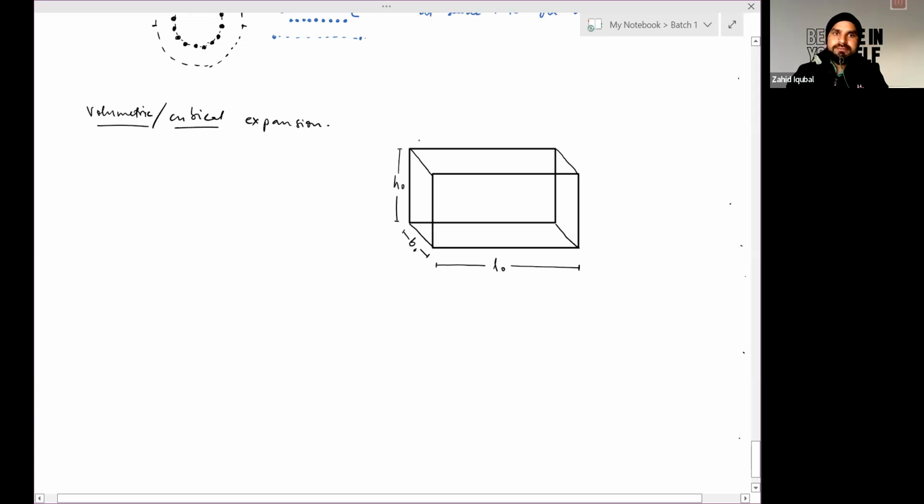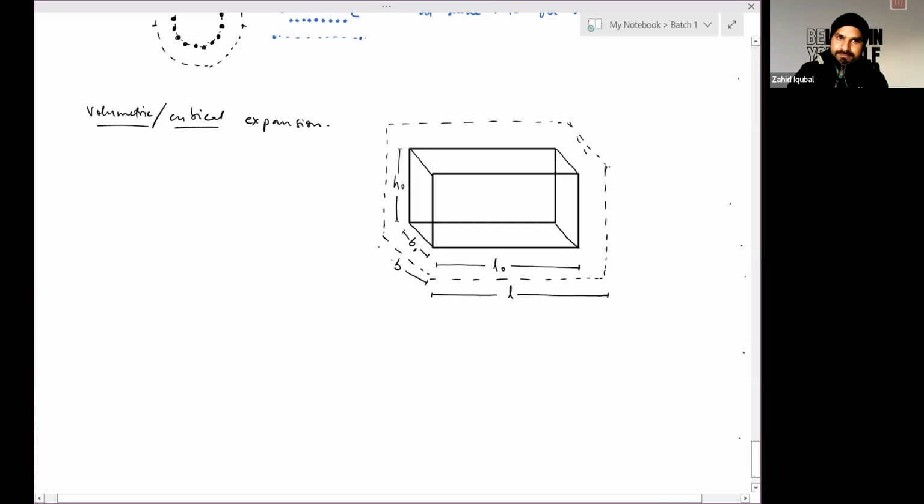So on heating, each dimension will expand at the same rate, so volume will increase at the same rate from all sides. So it may acquire this configuration. So it will be final length, final breadth, and final height.